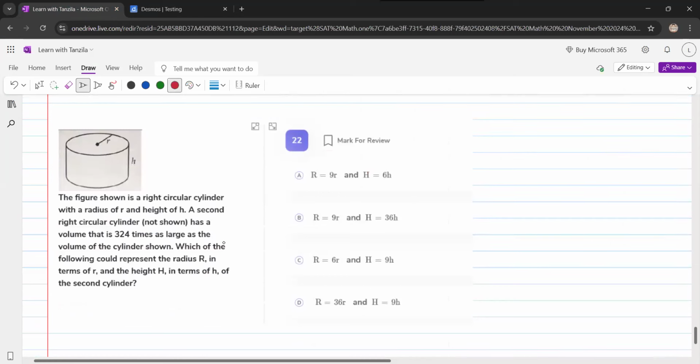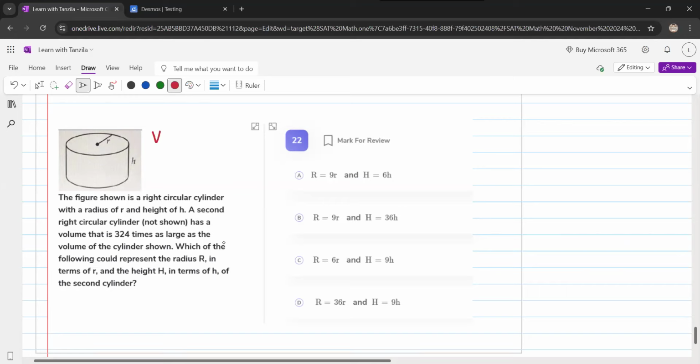Last question, everyone. We have a cylinder question. The figure shown is a right circular cylinder with the radius r and height h. A second right circular cylinder not shown has a volume that is 324 times as large as the volume of the cylinder shown. Which of the following could represent the radius R in terms of r, and height H in terms of h of the second cylinder?